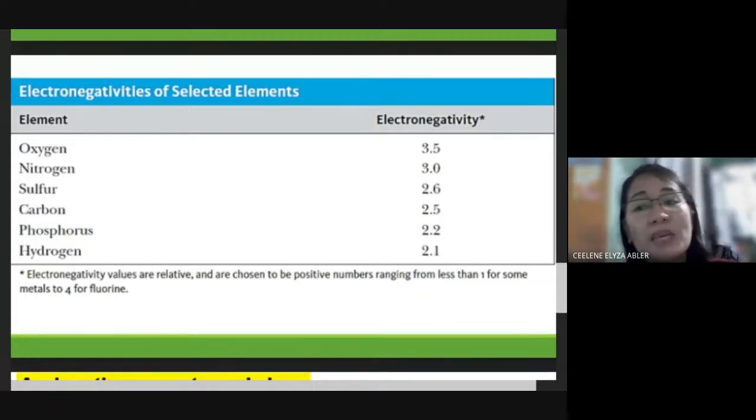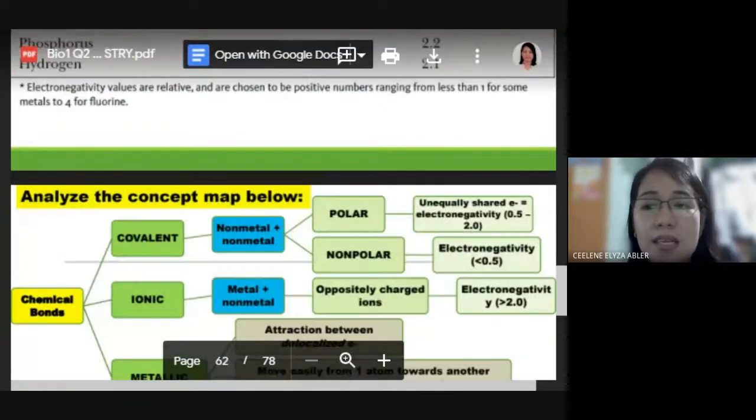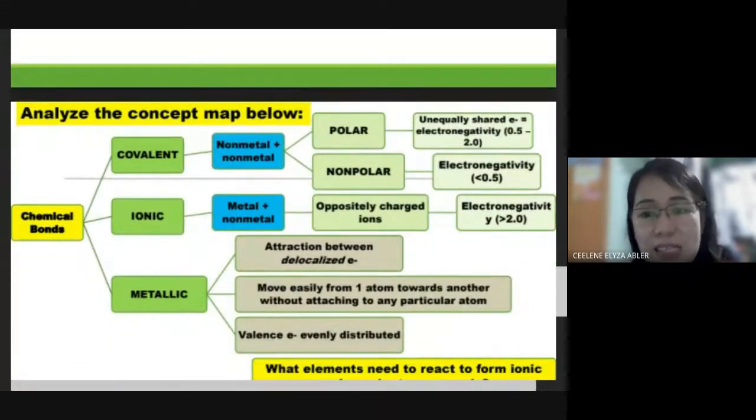Kaya pwede siyang mamigay, pwede din hindi. Pwede siya yung hihingi, pwede din siya yung mamimigay. But most of the time in biology, siya yung namimigay. Okay, it loses its electron. So, siya yung nawawalan ng parte ng kanyang sarili.